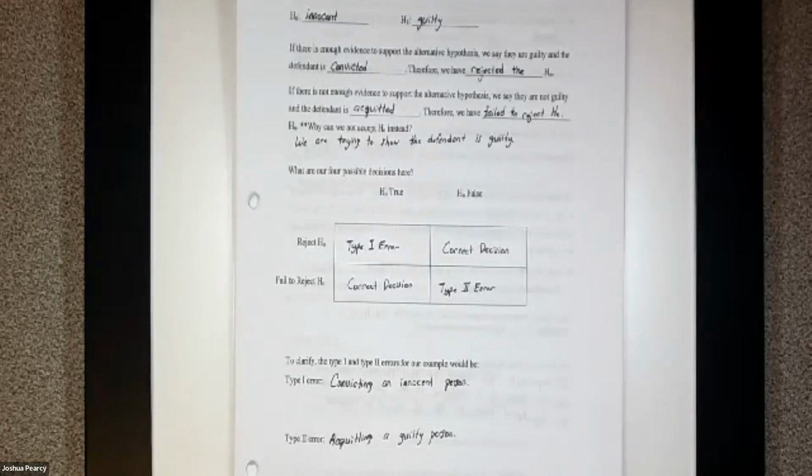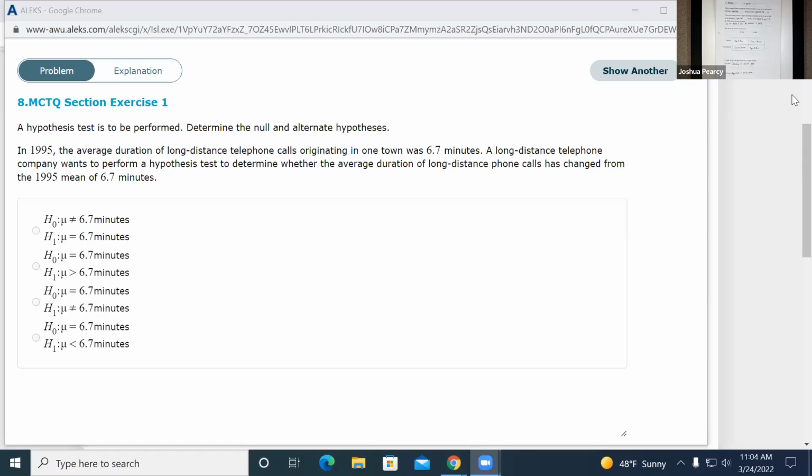I don't know where it is. Okay, people online, I'm going to show you the screen now. Share. Here we are. Okay, this is just a question from your homework. A hypothesis test is to be performed. Determine the null and the alternative. I think this is question 2. In 1995, the average duration of long-distance telephone calls originating in one town was 6.7 minutes. A long-distance telephone company wants to perform a hypothesis test to determine whether the average duration of long-distance calls has changed from the 1995 mean of 6.7 minutes. What is the null and the alternative hypothesis?